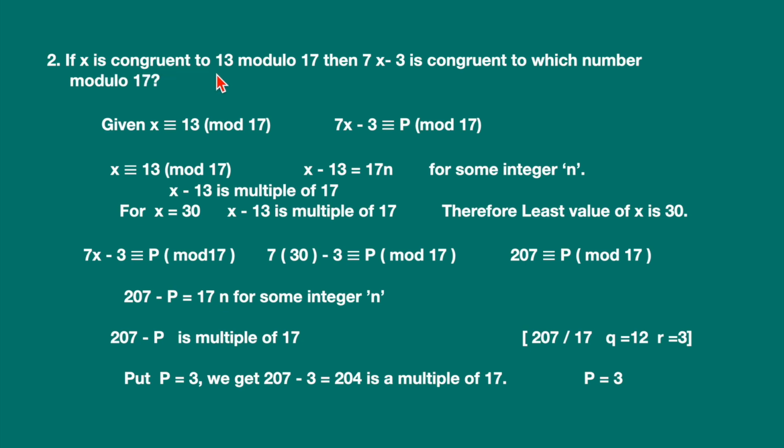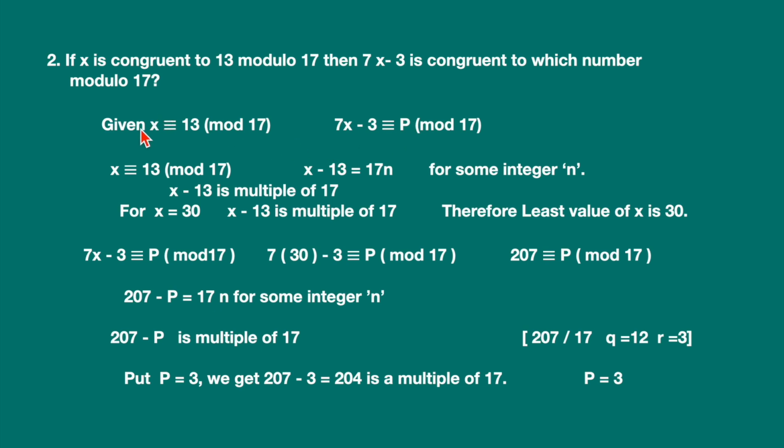If x is congruent to 13 modulo 17, then 7x minus 3 is congruent to which number modulo 17? So they have given x is congruent to 13 modulo 17. Let's write it down. x congruent to 13 modulo 17. So this is given. They are asking us to find 7x minus 3 is congruent to which number? Let that number be P. So 7x minus 3 congruent to P modulo 17. So they are asking us to find P.